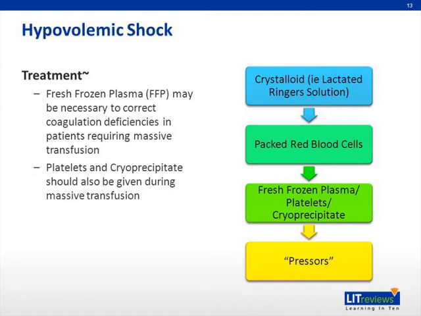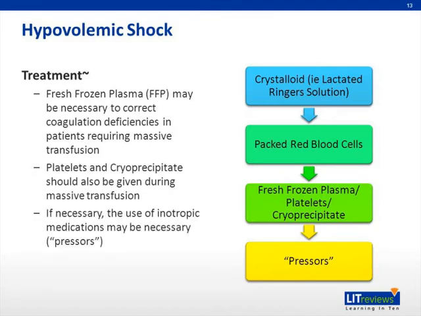New data has shown that in selected patients, restricted fluid resuscitation is useful in order to prevent dilution of these important coagulation factors. It is also important to keep these patients warm, as even mild hypothermia causes coagulation dysfunction. If necessary, the use of inotropic medications, also known as pressors, may be necessary.